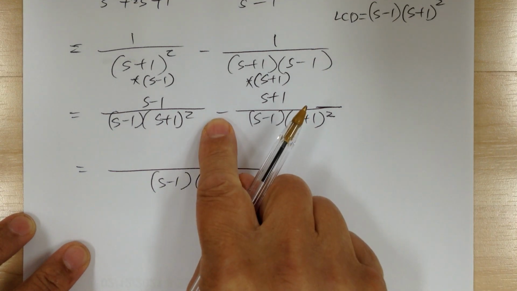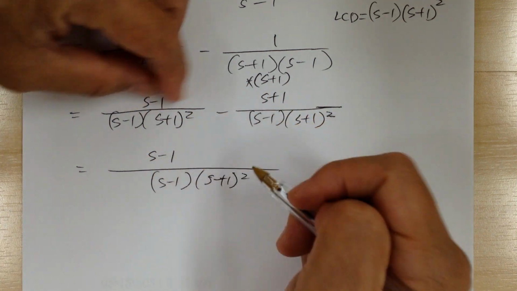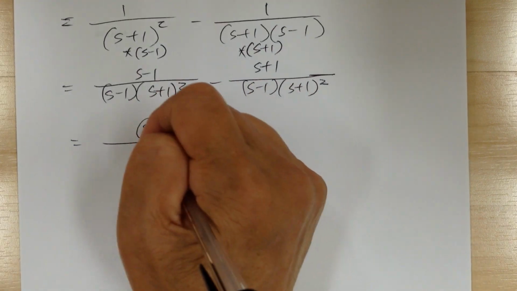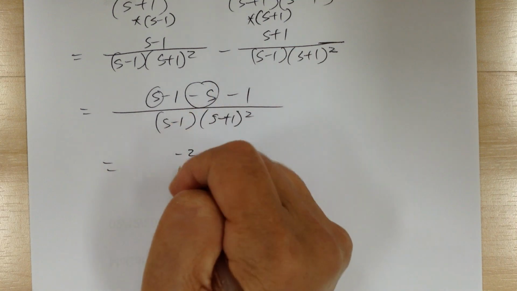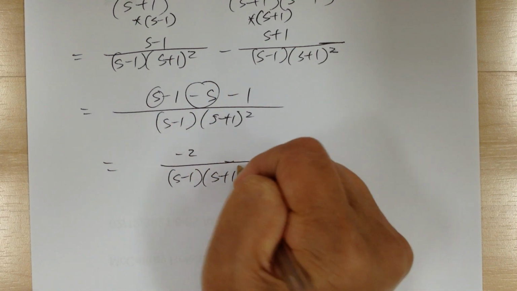Now again, when it's subtraction, you have to do the extra step of changing sign. So it would be s minus 1, and this one would be minus s minus 1. Combine the like terms. This will cancel out. So this will give you negative 2 over s minus 1, s plus 1 squared.